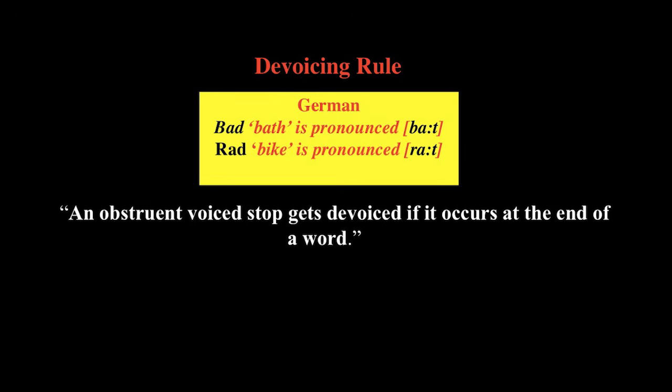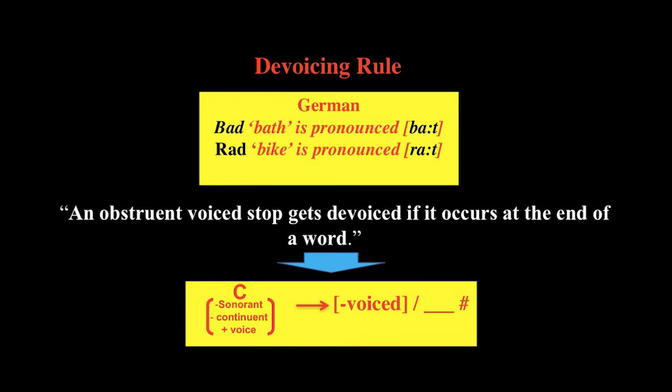And what is the difference between d and t? We know that these two sounds are very similar when it comes to the place of articulation, and also when it comes to other features that describe these two sounds, except in one feature, which is voicing. D is a plus voice sound, while t is a voiceless sound. Now, when d is changed to its corresponding voiceless sound, this is a typical case of devoicing. So, as a phonological rule statement, we say that in German, an obstruent voiced stop gets devoiced if it occurs at the end of a word.